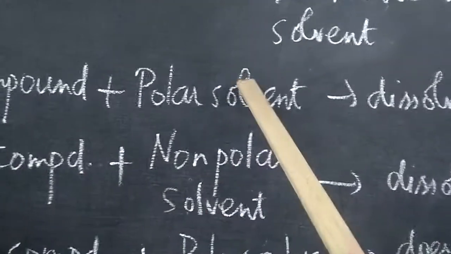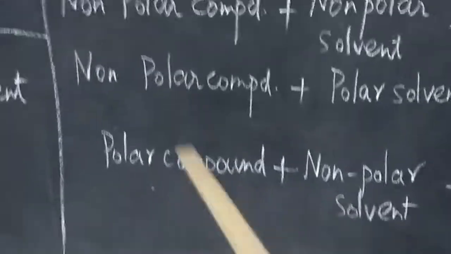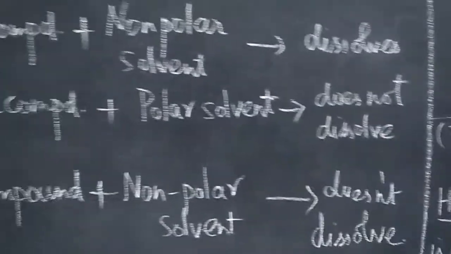But vice versa, when a polar compound is dissolved in a non-polar solvent, or a non-polar compound is mixed with a polar solvent, it does not dissolve. Non-polar compound, polar solvent: does not dissolve. Polar compound, non-polar solvent: does not dissolve.